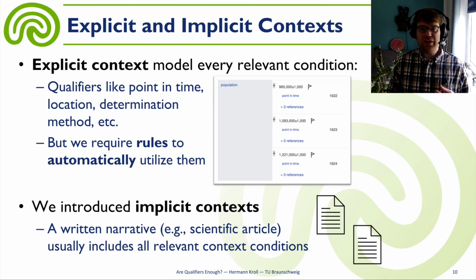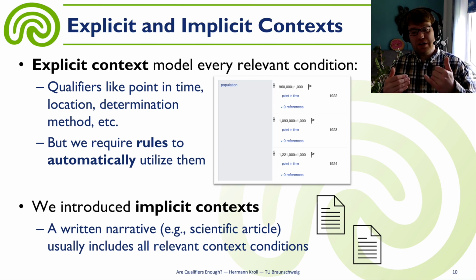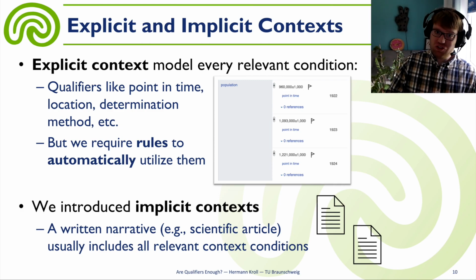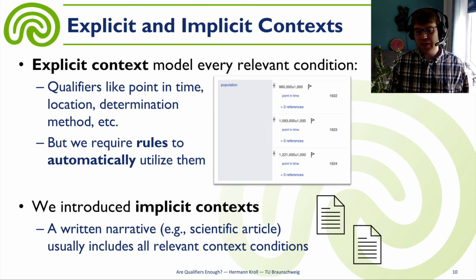In our work, we focused on so-called implicit contexts, right? The idea is if we have a scientific article and we have statements in it, then the author should at best mention every important context condition in the written narrative. And if we know which statements were extracted from which document, we could argue something like, okay, we only combine statements which were observed in the same document, written in the same article, because the context is quite stable within a short article, for example, right? It's cheaper to implement and to use, but also has a lower quality.